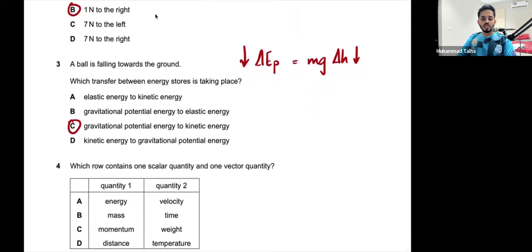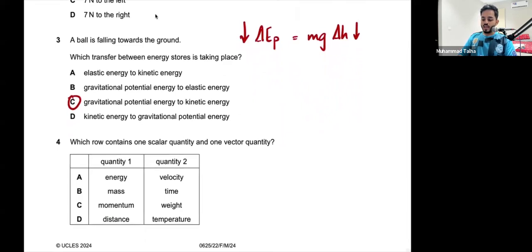Question 4: which row contains one scalar, one vector? Energy, velocity. This is correct. Energy is a scalar, velocity is a vector. Mass, time, both scalars. Momentum, weight, both vectors. Distance, temperature, both scalars again.